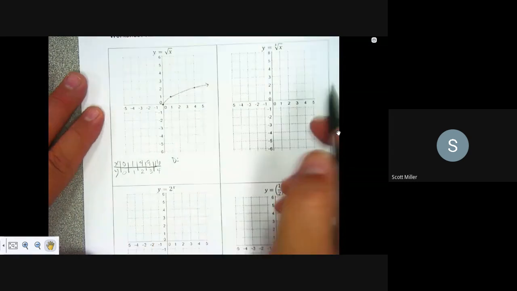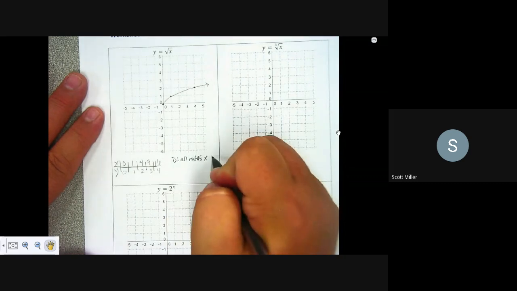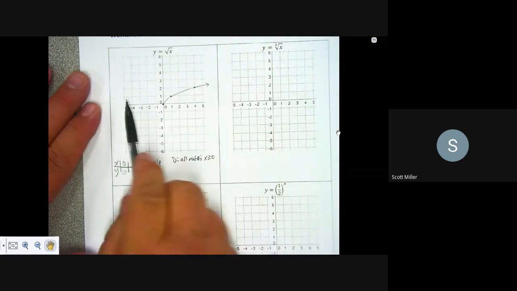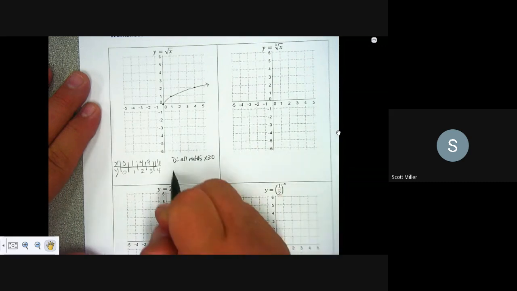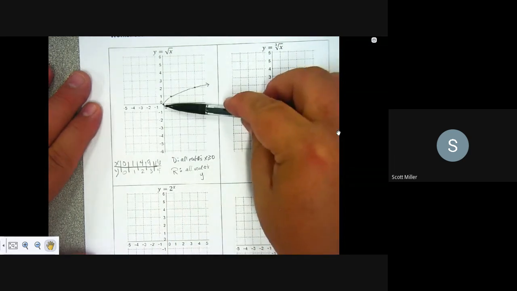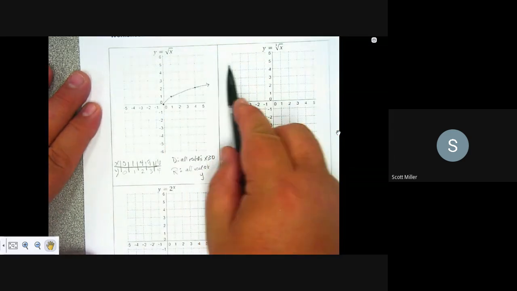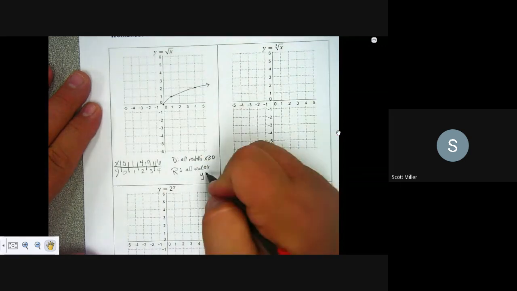The domain, all the real numbers, x is greater than or equal to 0. Because on the x-axis, the graph starts at 0 and goes to the right, the positive side. The range, all the real numbers. The y's start at 0 and go up from there. Even though it doesn't look like it crosses 5, eventually it will. If I go out far enough, I'll get to 5. So all the y's are greater than or equal to 0 also.